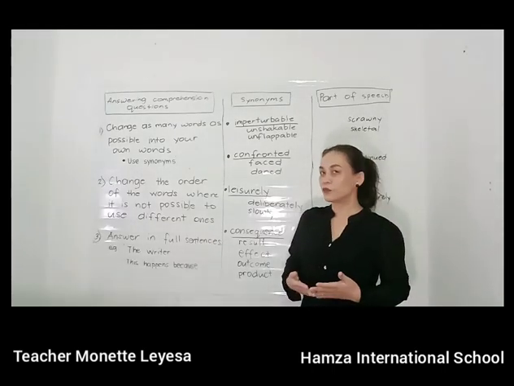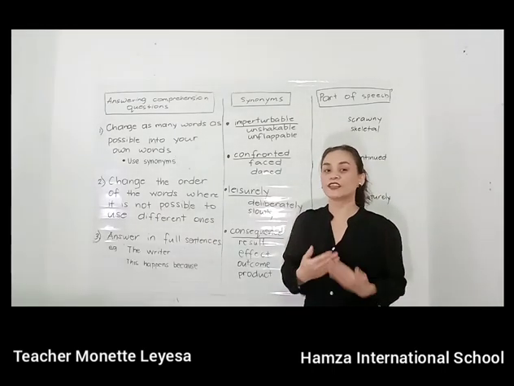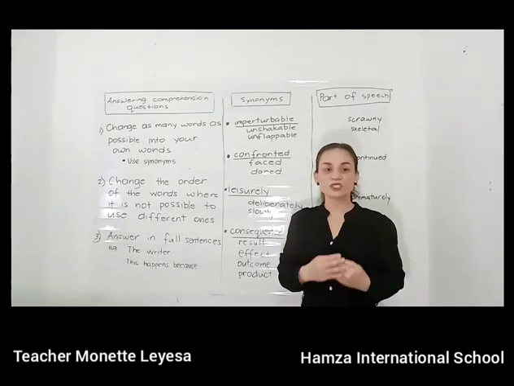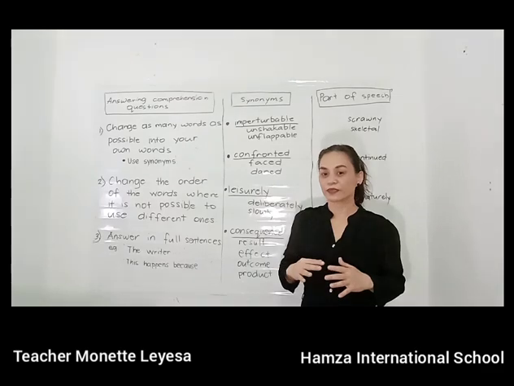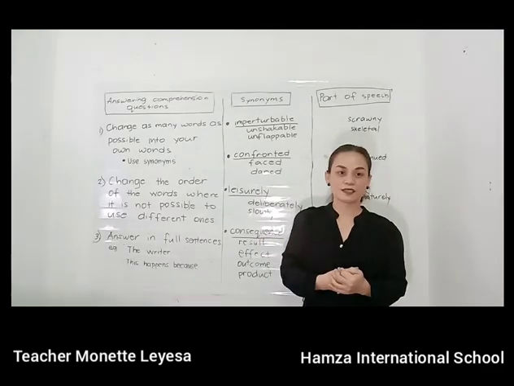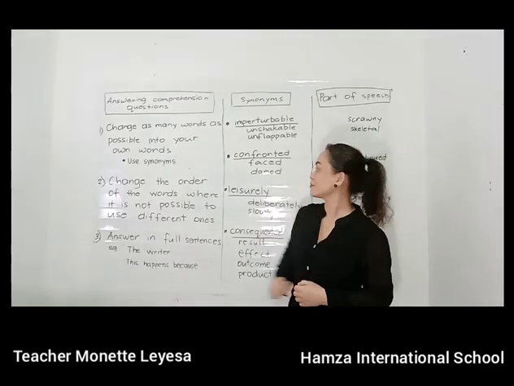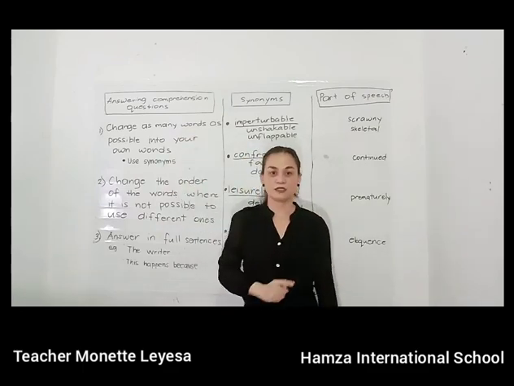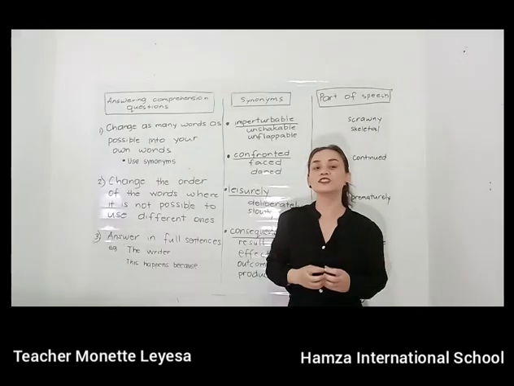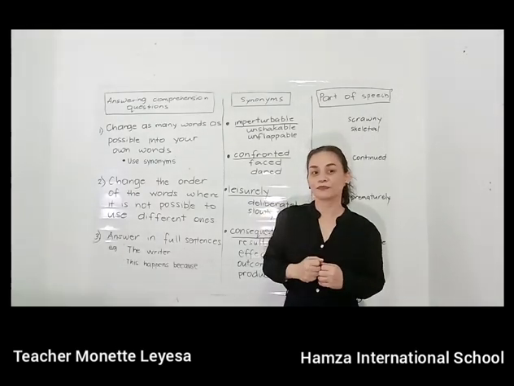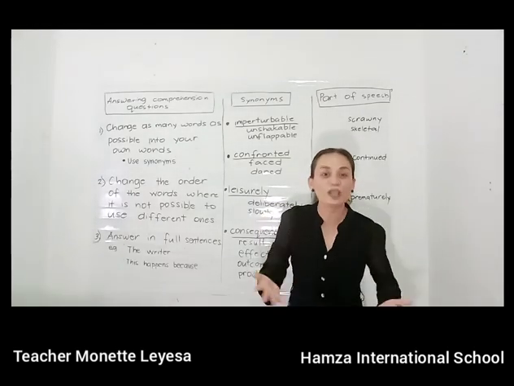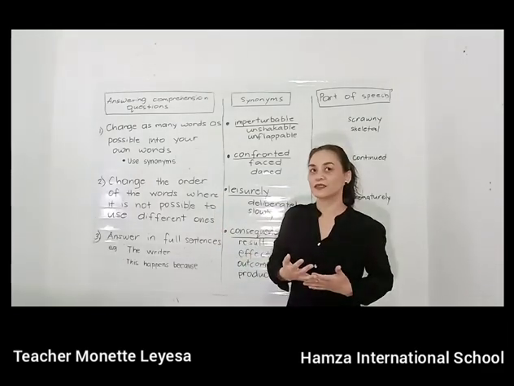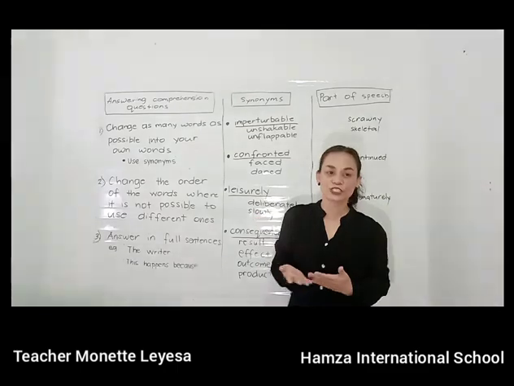And we need the proof that you really understood. Now, for you to prove to us that you understood what you read, I'll give you different techniques. First, change as many words as possible into your own words. That's the very first thing that you can do. But the problem is if you don't have your own words to replace the words from the text. So it's a problem, right? But there is a solution to it.